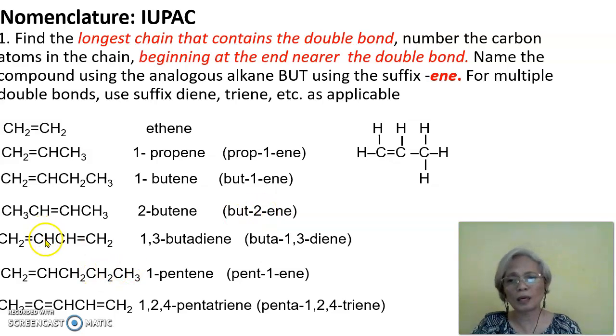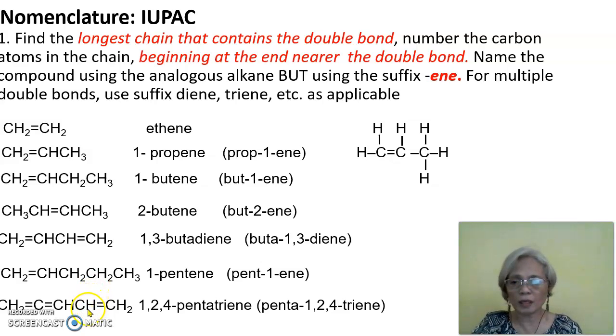And then we have a structure with two double bonds. So we have 1, 2, 3. So the double bonds occur at carbons 1 and 3. So this is called 1,3-butadiene. So notice the use of hyphen and commas to separate numbers and letters. So, it's 1,3-butadiene or buta-1,3-diene. Then, we have 1-pentene or pent-1-ene. Again, for one, dropping the 1 is acceptable.